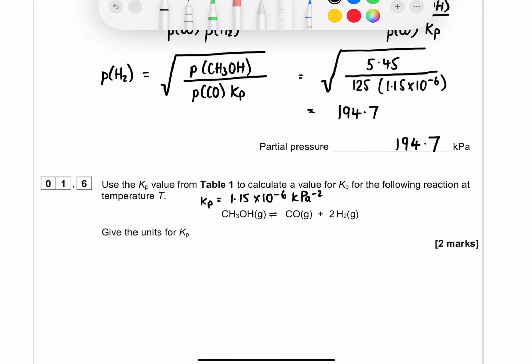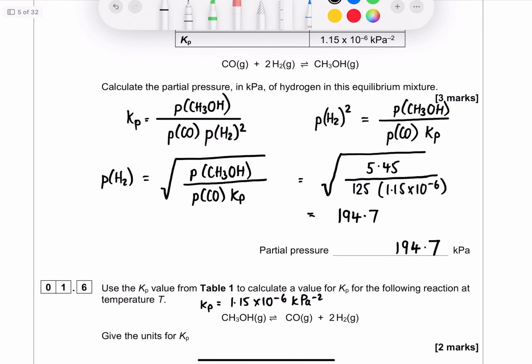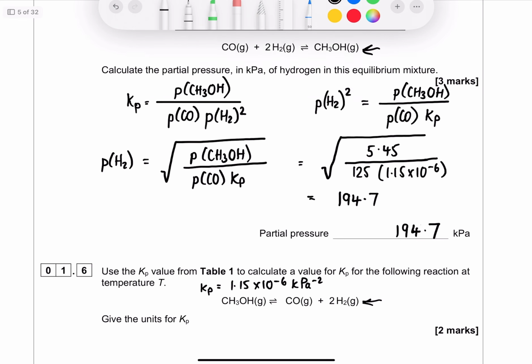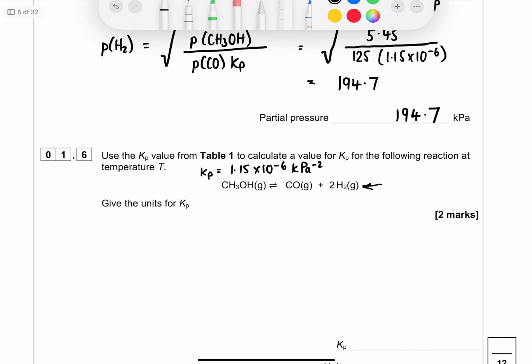To calculate a value for this following expression, what we need to do is compare the expression we've got now to the expression we had originally up here, and we can see that it's reversed. So when we reverse an expression for Kp, we're flipping our fraction. So our new Kp is going to be 1 over our old Kp value, because we're flipping the things from the bottom line onto the top line and the top line onto the bottom line.